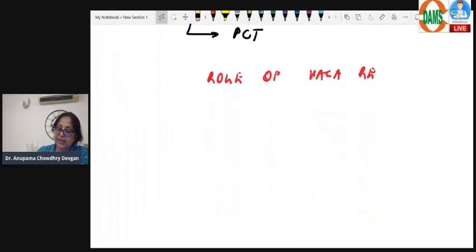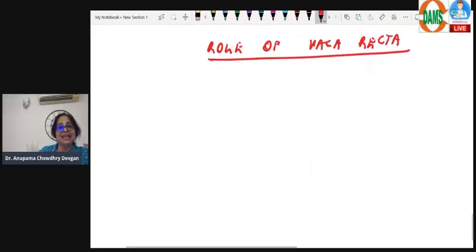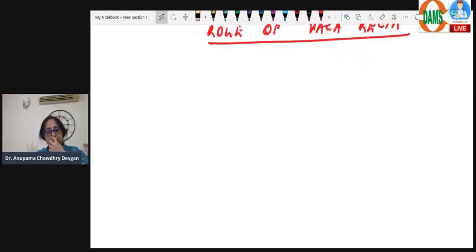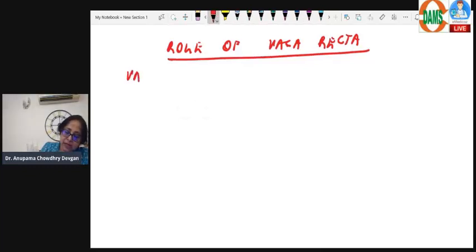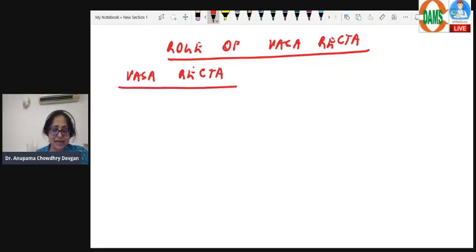Okay. Let's have a look at the role of the vasa recta. Vasa recta is involved in maintaining the medullary interstitial hyperosmolality. So let's have a look at the vasa recta. Now, some important points about the vasa recta, and then we can go on to its role in maintaining.